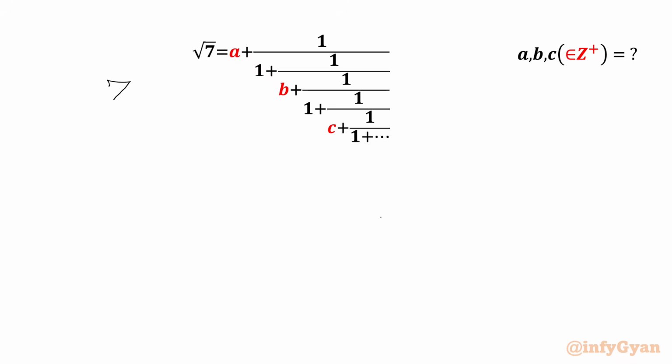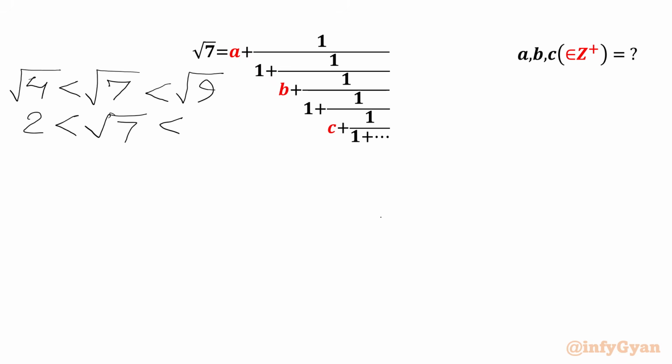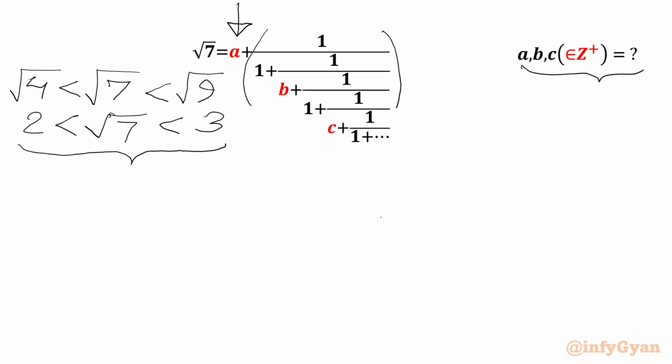We know that 7 is greater than 4, 7 is less than 9. We'll take a square root here and we can conclude square root 7 should be greater than 2, should be less than 3. So we have one number which is in the interval 2 and 3 in our LHS. Given that a, b, c are positive integers, here we have the integer part of square root 7 and here we have the fractional part of square root 7.